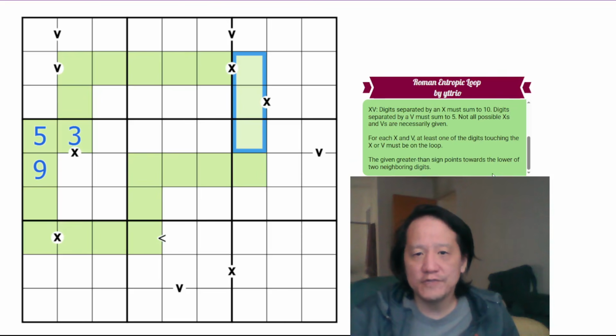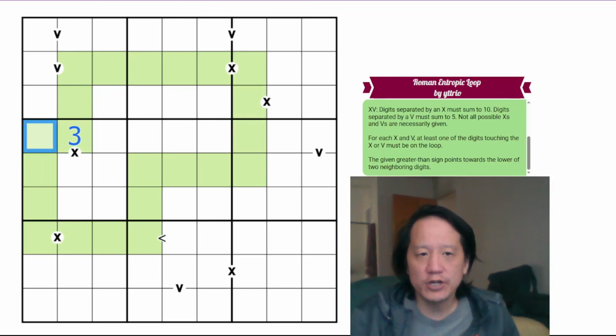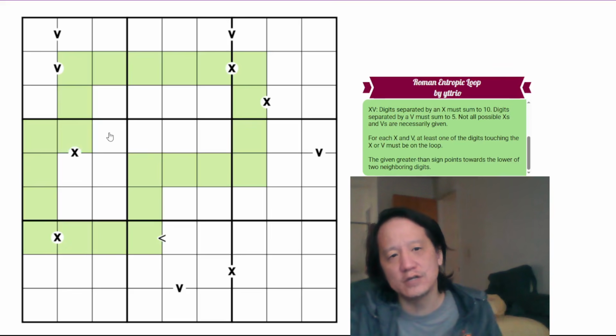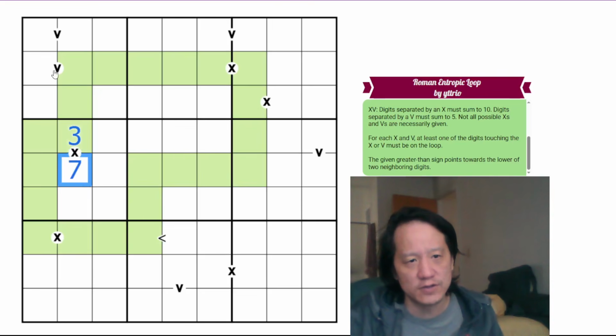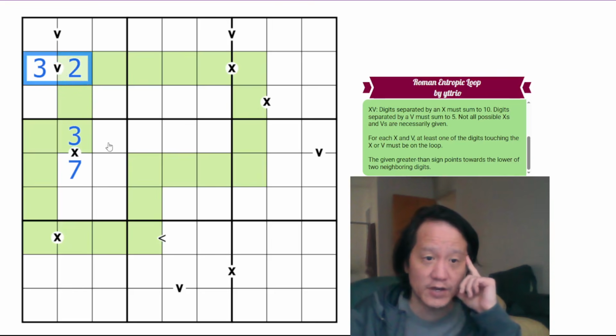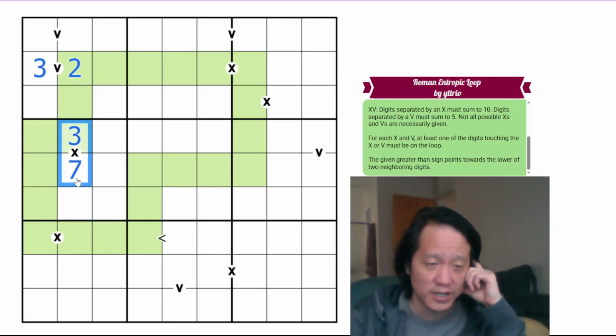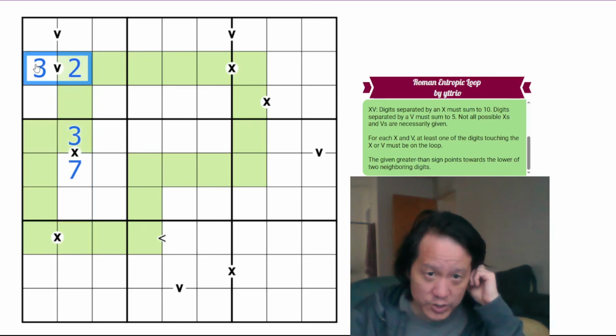We also have XVs, where digits separated by an X sum to 10, and digits separated by a V sum to 5. Not all possible X's and V's are necessarily given. So, for example, if this were a 3, this would have to be a 7. If the 3 were here, this would have to be 2, because these 2 digits must add up to 5, and these 2 must add up to 10, because there's an X in between here and a V in between these 2.